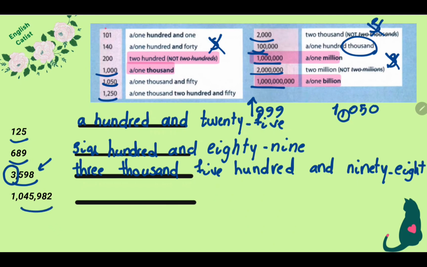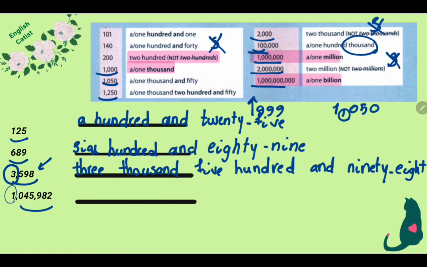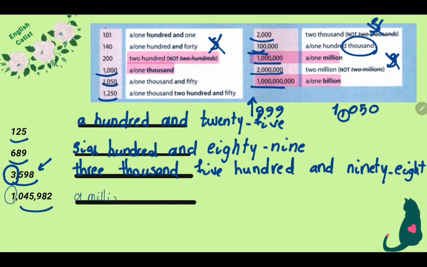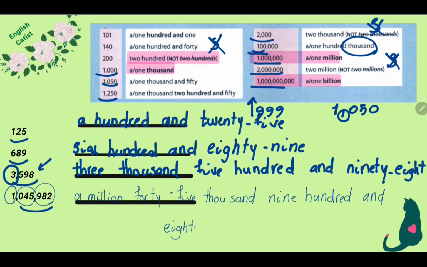and the last one. We are in a million part. A million. After that, we are in the 1000 part. 45,000. Now, in the 100th part, 900 and 82.